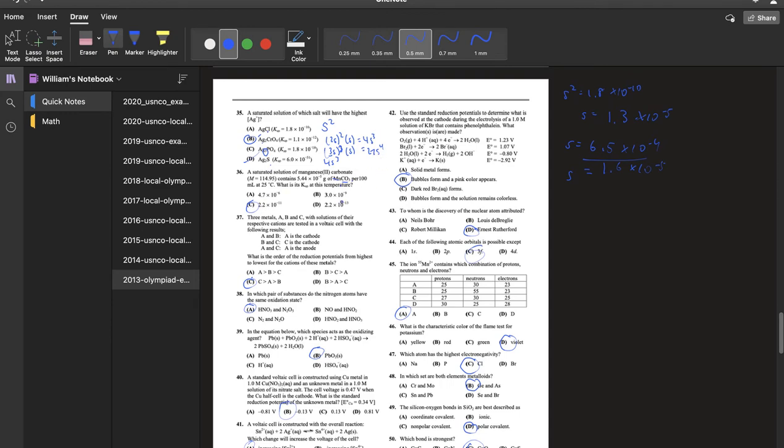36. Okay, so we're pretty much doing the opposite process that we just did in 35. So we have 1, 2, 3, 4, 5, 4, 4.